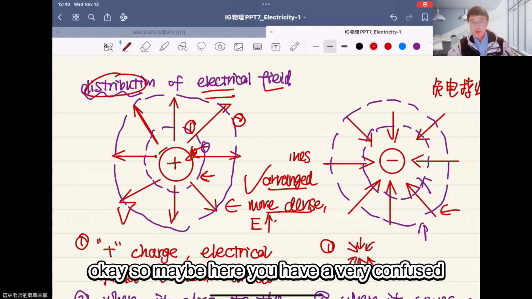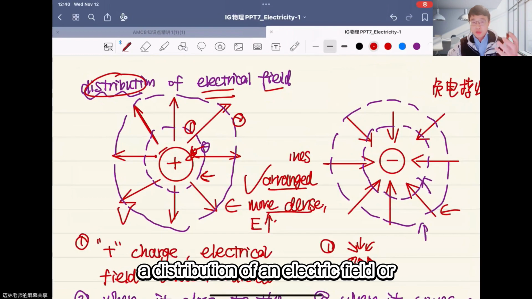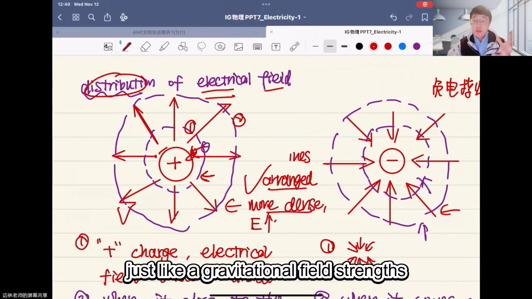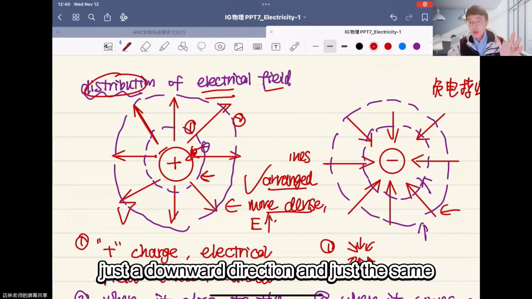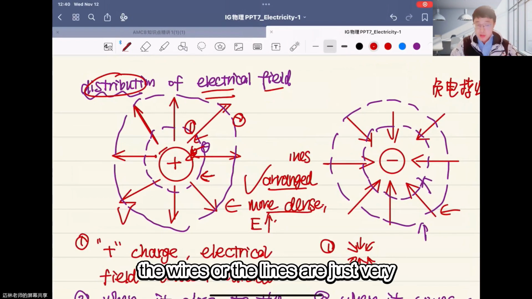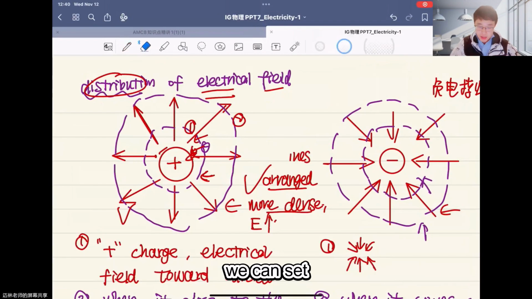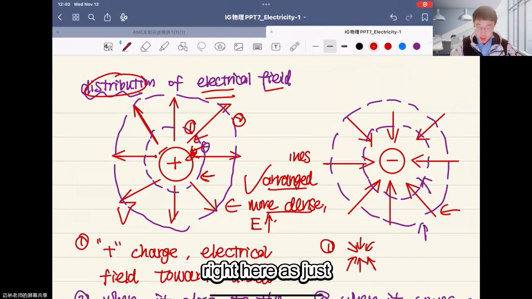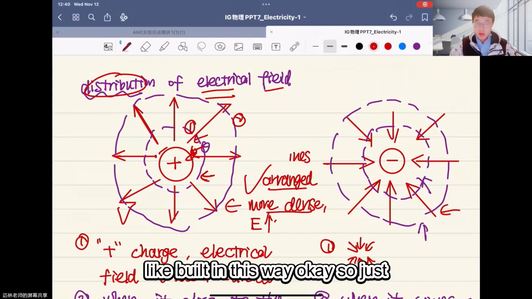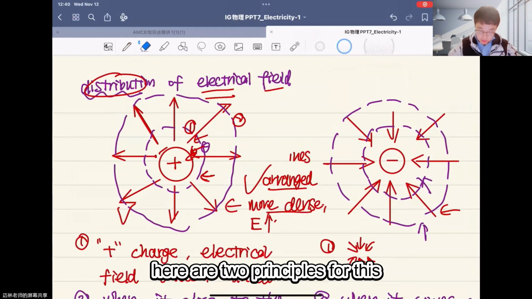Maybe you are confused about the electric field. Why is it so? You can think of the distribution of the electric field like a gravitational field strength, which is in a downward direction and has the same value. Here we can find that when we are close to the charge, the lines are very close to each other, like this. It is like built in this way, just releasing the positive lines outside. So here are two principles for this.